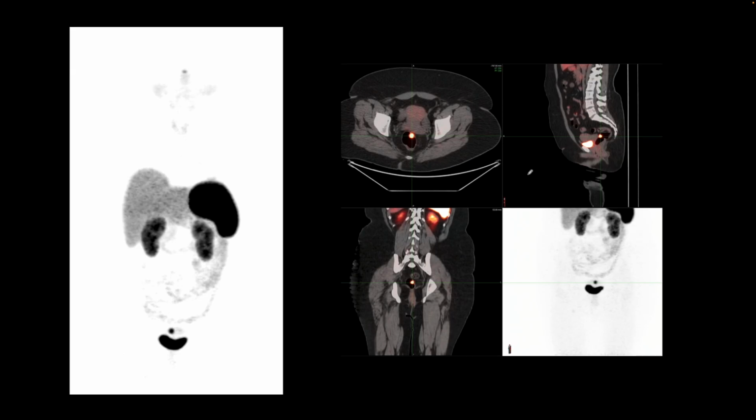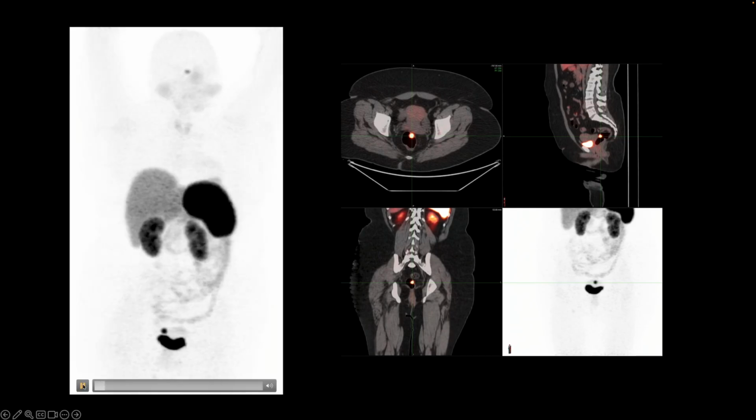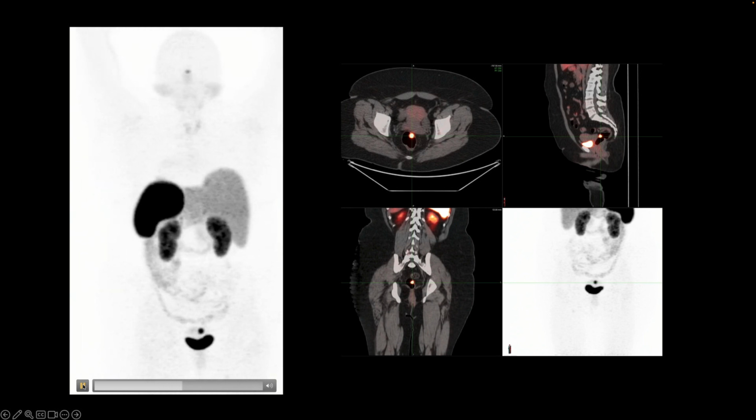Here's our next patient. They had a colonoscopy where a polyp was seen in the rectum, and it was biopsied, and they found a rectal carcinoid. And so the patient underwent a gallium-68 dotatate scan to evaluate a rectal carcinoid. And here's the whole body image.